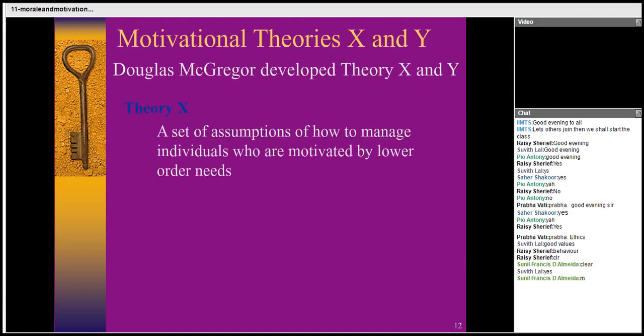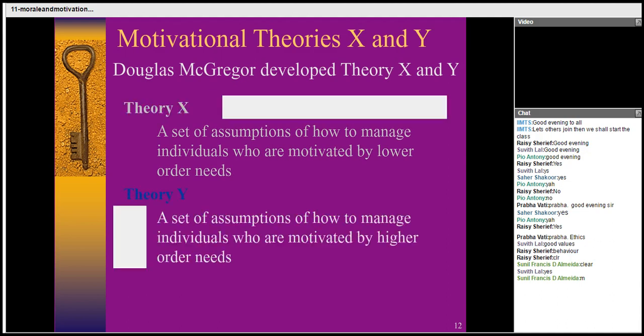Then this, I think we have already seen when I took the class on motivation, motivational theories X and Y. Douglas McGregor developed theory X and Y. Theory X means a set of assumptions of how to manage individuals who are motivated by lower needs. Theory Y is a set of assumptions of how to manage individuals who are motivated by higher order needs.